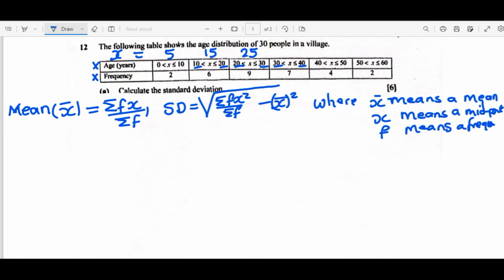30 plus 40 is 70, so 35. 40 plus 50 is 90. Half of 90 is 45. 50 plus 60 is 110. Divided by 2 is 55. So this is how you're supposed to find the midpoint if you are given the interval. So the interval for the first one is 0 to 10, the second one 10 to 20, up to 50 to 60. Now after we are done, let's now find the mean.